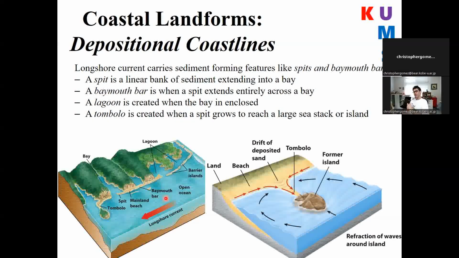And when the longshore current transports sediments and the sediments create a bridge between what was an island and the coast, then we have the creation of what we call a tombolo. And the tombolo is created by those movements of wave refraction against the former island as well, so that the sediments are pushed against one another.